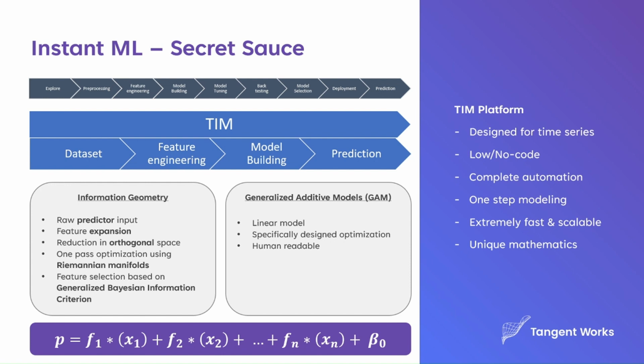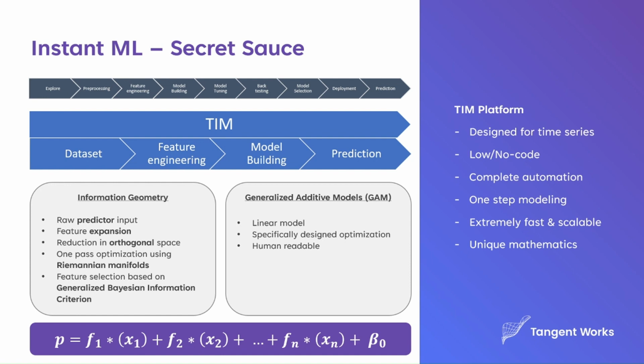Once we have identified those features, we can bring them together into a GAM model, a generalized additive model, which is a linear model which we optimize using a specifically designed algorithm. And from there, we have a human-readable model which we can now leverage to make predictions. This all takes place within TIM and requires no effort from the user. TIM takes away most of the complexities in time series modeling and automatically delivers high-quality prediction models. Let's show you this in action.